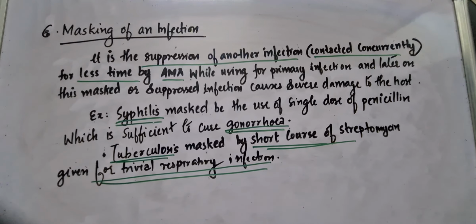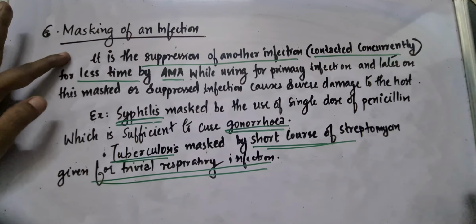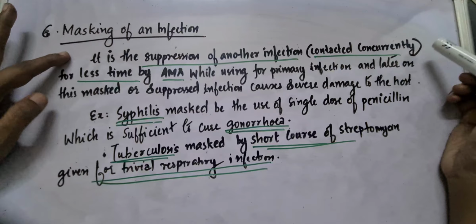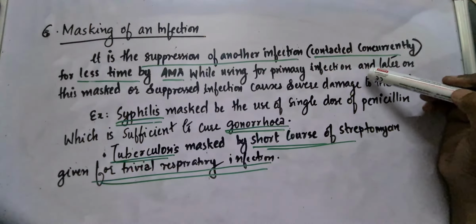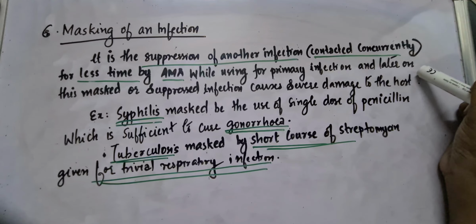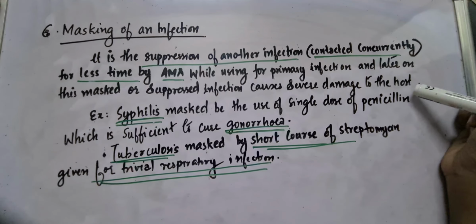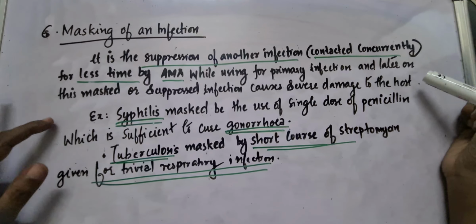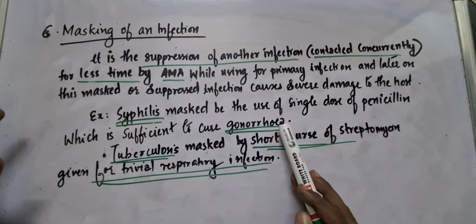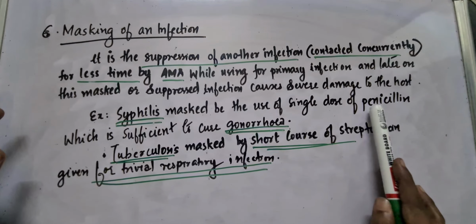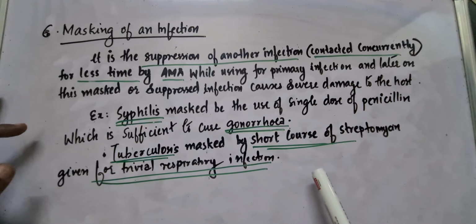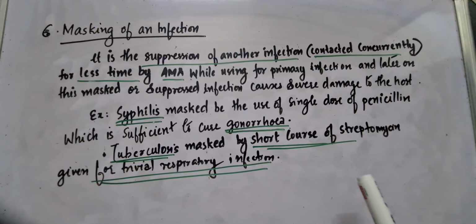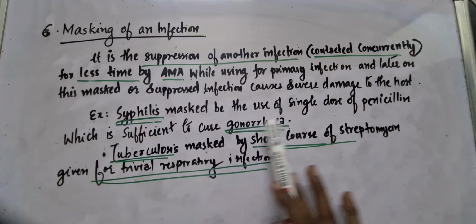Next one is masking of an infection. It is the suppression, by an antimicrobial agent, of another infection which is contracted concurrently, while the agent is used for the primary infection for a short time, and later on this masked or suppressed infection causes severe damage to the host. For example, here gonorrhea is the primary infection and a single dose of penicillin is given to cure this gonorrhea. But the patient has concurrently contracted syphilis, and the syphilis infection is masked by the use of the single dose of penicillin.